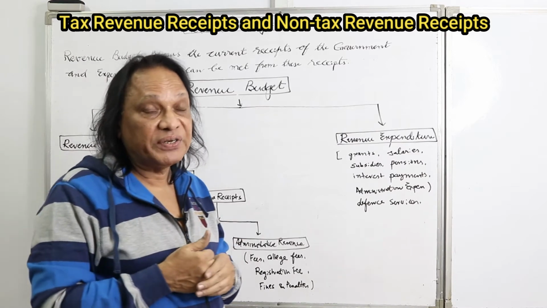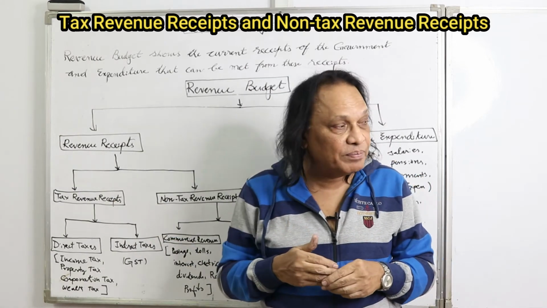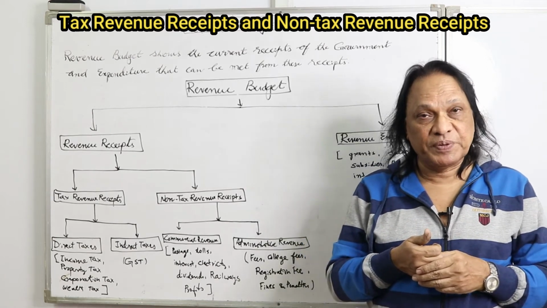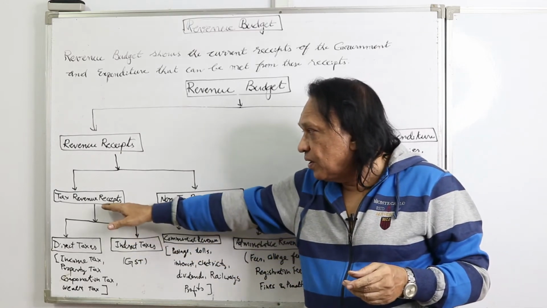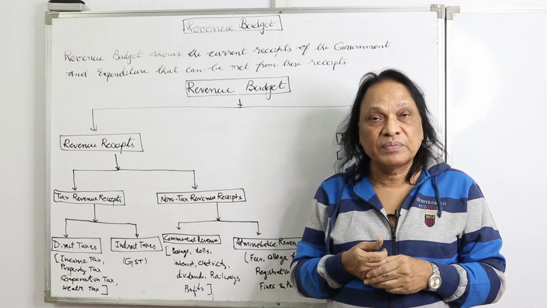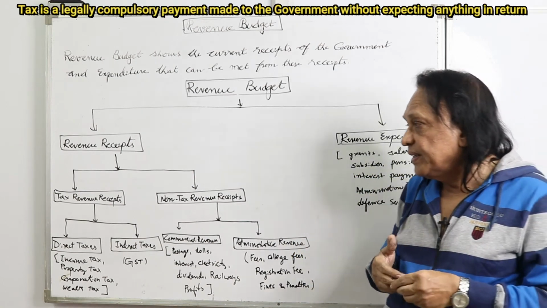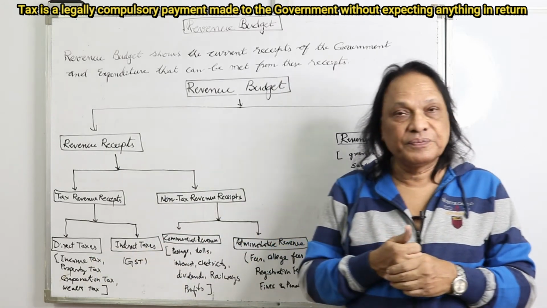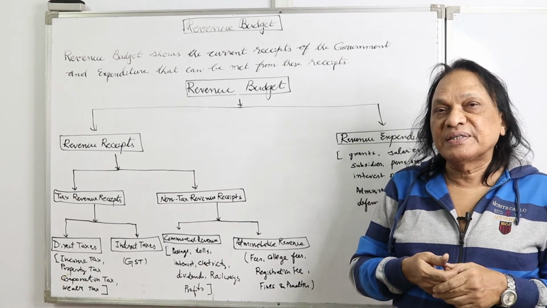What exactly are tax revenue receipts? Tax revenue receipts are the receipts or the income the government gets by imposing or levying taxes on the people. This is in terms of taxes. Tax revenue receipts are the receipts or the income the government generates through imposing taxes. And again, in India we have two kinds of taxes. One is direct taxes, one is indirect taxes. Which are the direct taxes?